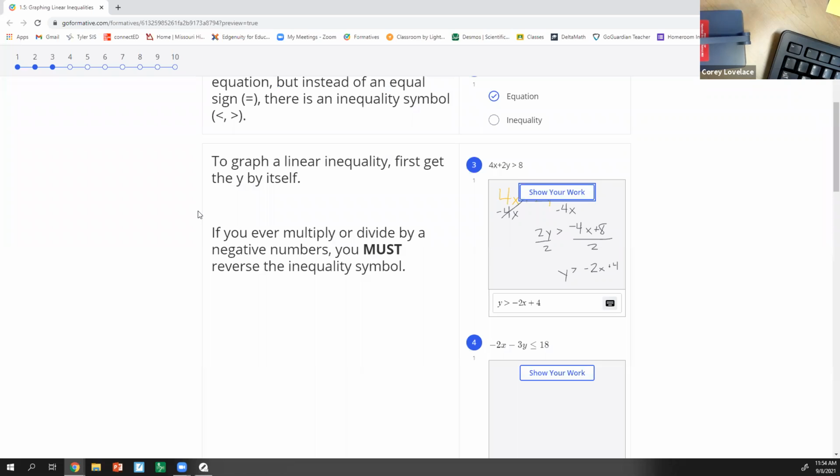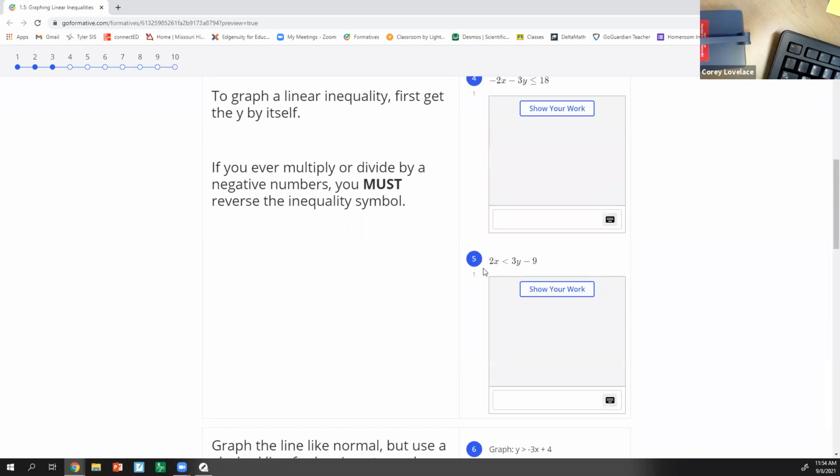Next rule, if you ever multiply or divide by negative numbers, you must reverse the inequality symbol. So we're going to see that in action on problem number 4. So do this one with me. We got negative 2x minus 3y is less than or equal to 18. So add 2x first. Drop down the negative 3y is less than or equal to 2x plus 18.